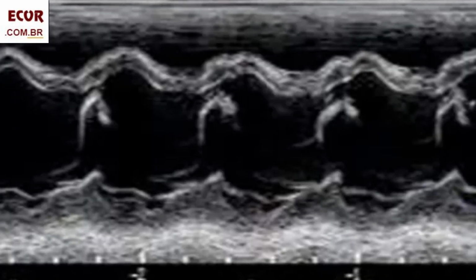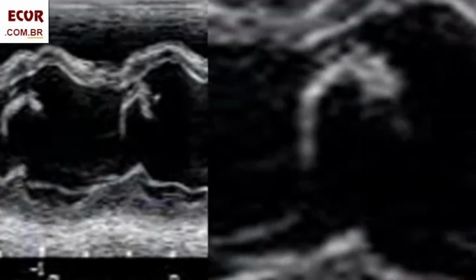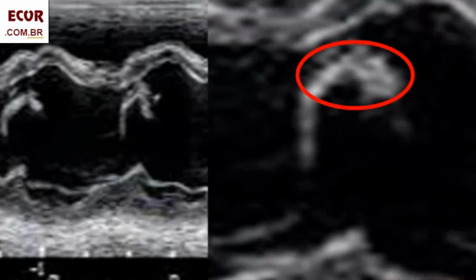However, the M mode is quite different. Look how the mitral valve has an aspect of smudge and also of ragged paper.